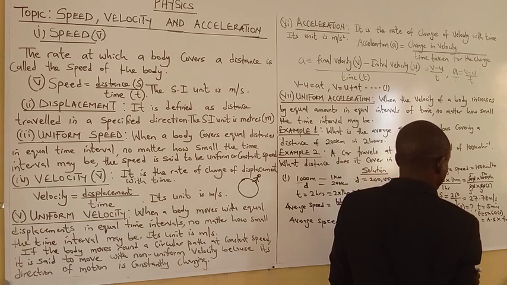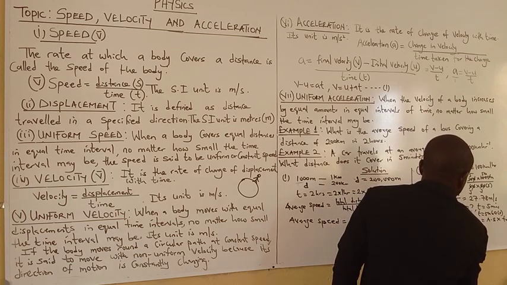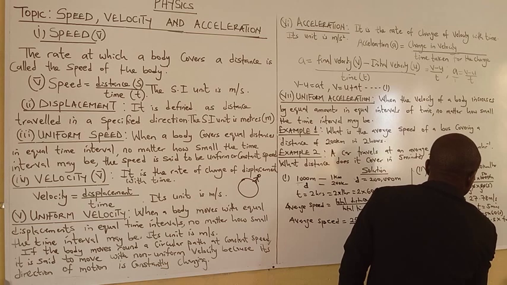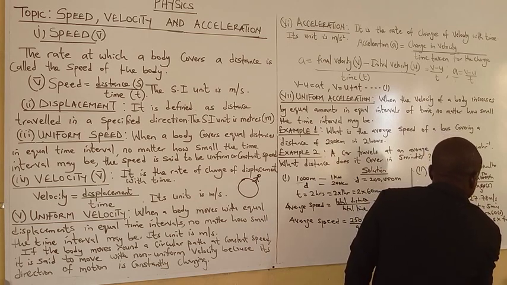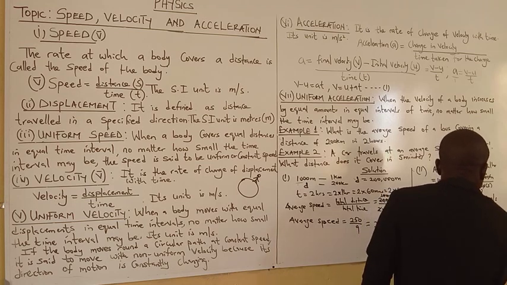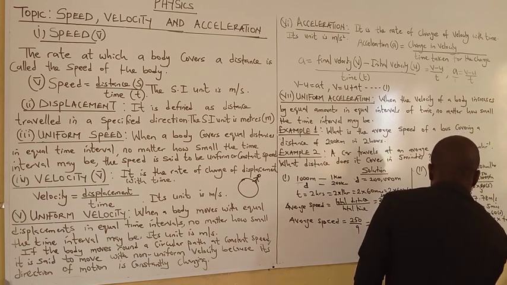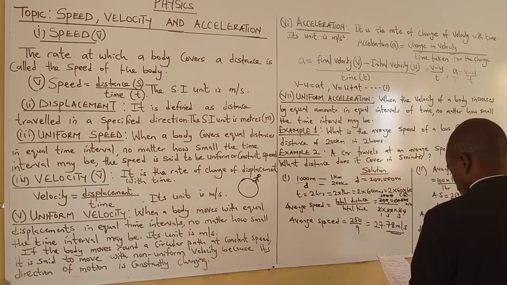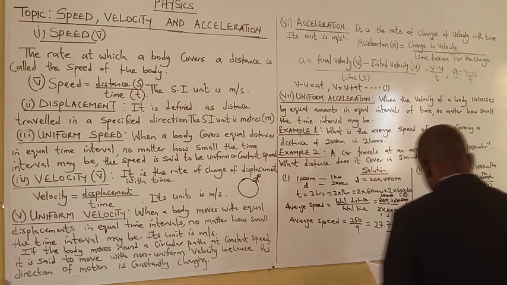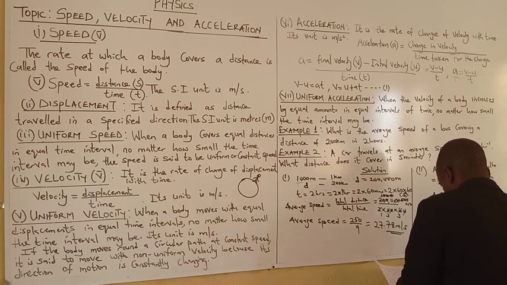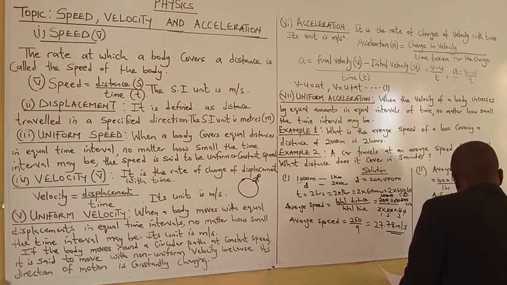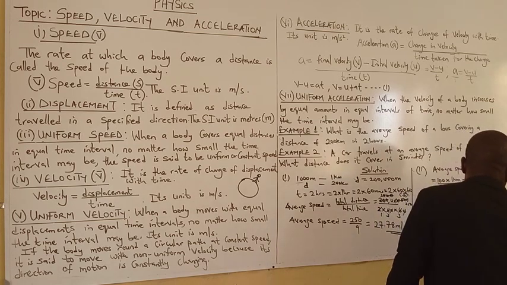Our distance now equals, what's our average speed? 27.78 times time, 5 times 60. Distance S. When you multiply it, you have 8,333.3 meters.